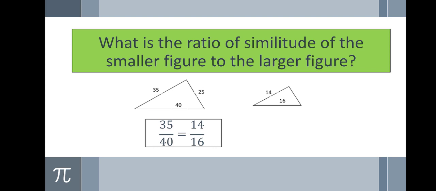That is 5, right? So 35 divided by 5 is 7 and 40 divided by 5 is 8. Same process goes to 14 over 16. Think of a number that can be divided by 14 and 16 without getting any remainder. That is 2. 14 divided by 2 is 7 and 16 divided by 2 is 8. As you can see, we have the same reduced fraction, and this is the ratio of similitude, 7 over 8.